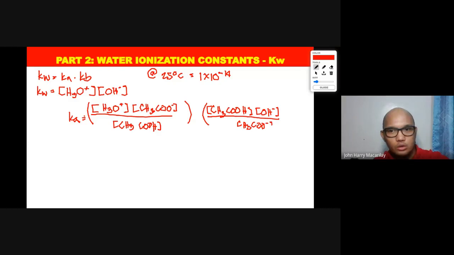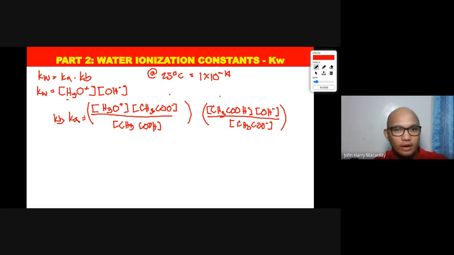So this should have a product of hydronium ion times hydroxyl ion. So Ka times Kb is also equivalent to these two particular equations, this one and this side. So let's try to combine or remove similar terms from both sides.